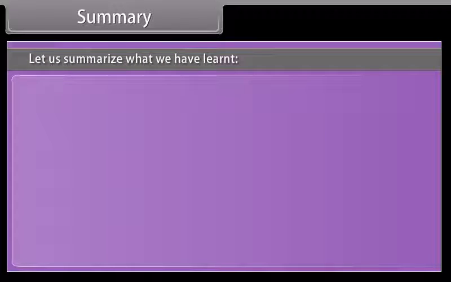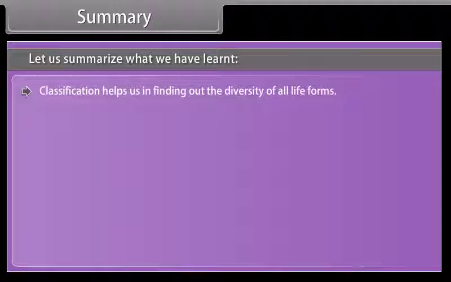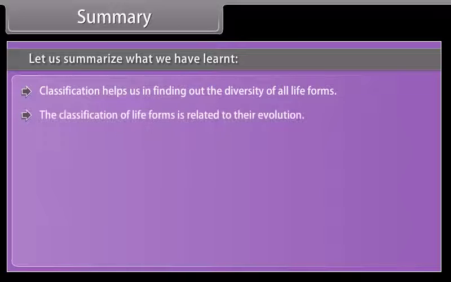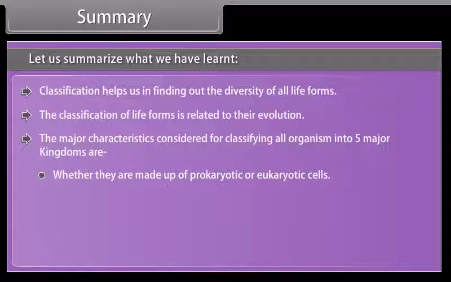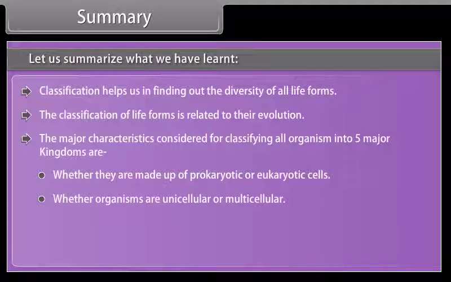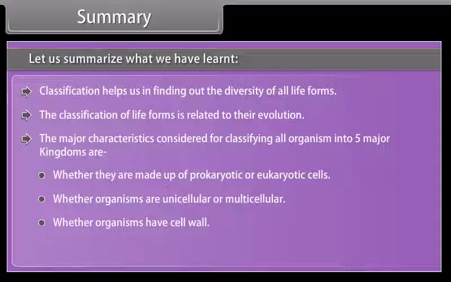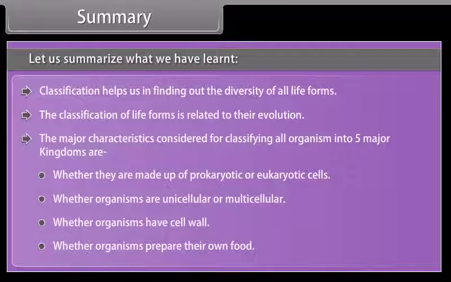Summary. Let us summarize what we have learned. Classification helps us in finding out the diversity of all life forms. The classification of life forms is related to their evolution. The major characteristics considered for classifying all organisms into five major kingdoms are whether they are made up of prokaryotic or eukaryotic cells, whether organisms are unicellular or multicellular, whether organisms have a cell wall, and whether organisms prepare their own food.